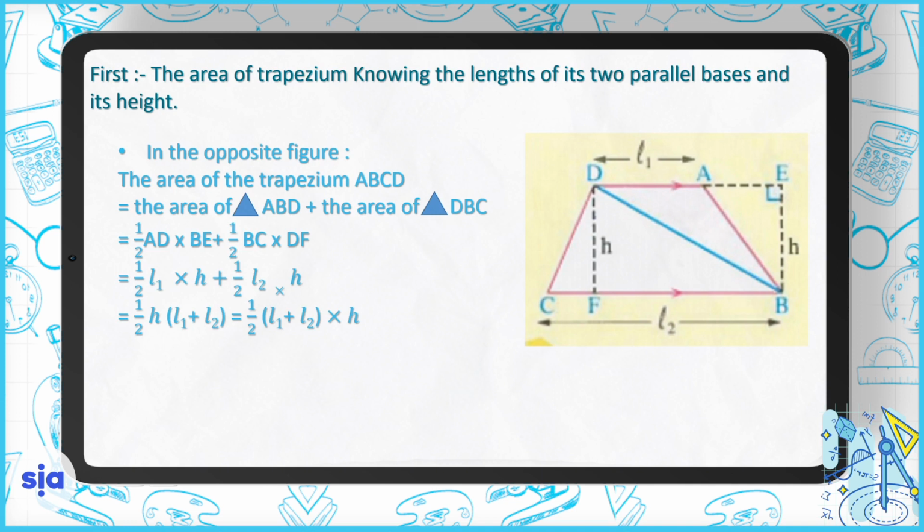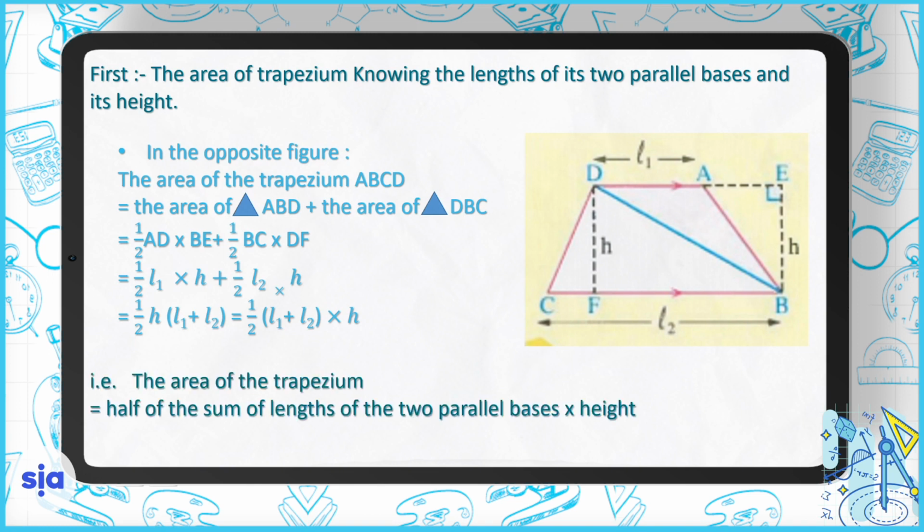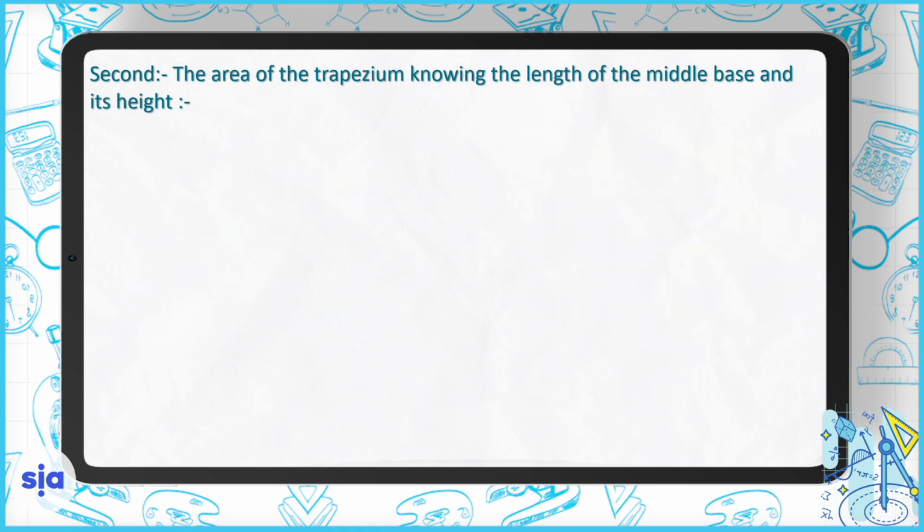The area of the trapezium is half, base 1 plus base 2 between brackets, multiplied by the height. So in this case, it's half open bracket L1 plus L2 multiplied by h, which is the perpendicular height. So as we just said, the area of the trapezium is half of the sum of the length of the two parallel bases multiplied by the height.